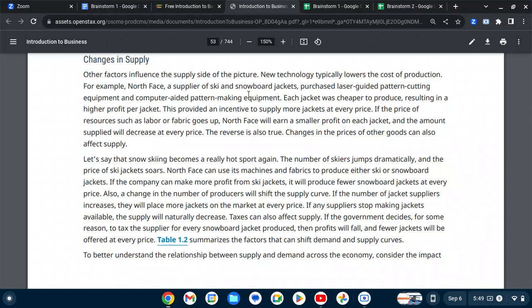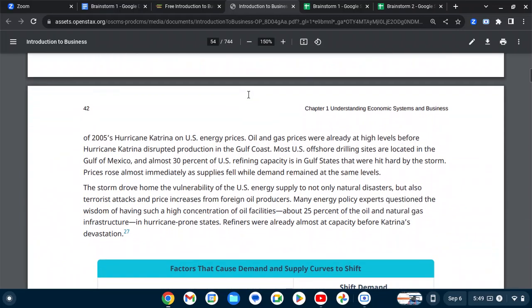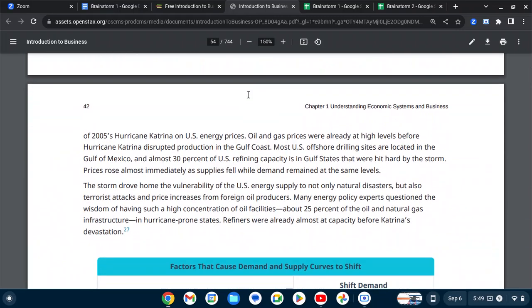To better understand the relationship between supply and demand across the economy, consider the impact of 2005's Hurricane Katrina on U.S. energy prices. Oil and gas prices were already at high levels before Hurricane Katrina disrupted production in the Gulf Coast. Most U.S. offshore drilling sites are located in the Gulf of Mexico, and almost 30% of U.S. refining capacity is in the Gulf states that were hit hard by the storm. Prices rose almost immediately as supplies fell while demand remained at the same levels.